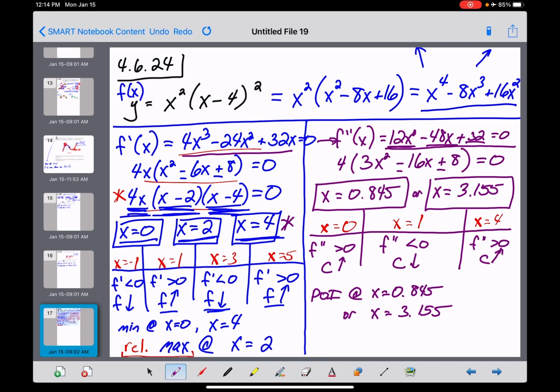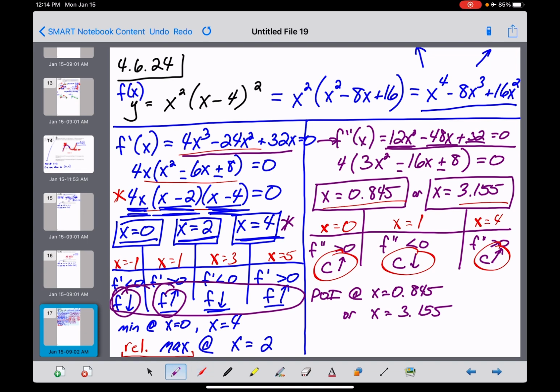Okay, what else is going on here, guys? Oh, they wanted intervals of increasing and decreasing. I think we have that information right here. This first interval is an interval of decrease from negative infinity to 0, then increase, and so on and so forth. And then we've got intervals of concavity here as well. We're concave up from 0 to 0.845, again on the right from 3.155 to infinity, and we're concave down here in the middle.